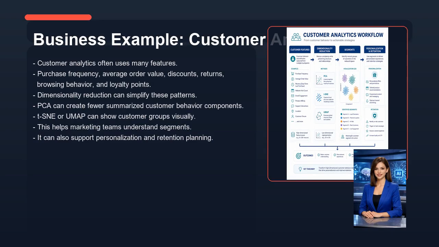Now let's look at business example, customer analytics. Customer analytics often uses many features. Purchase frequency, average order value, discounts, returns, browsing behavior, and loyalty points. Dimensionality reduction can simplify these patterns. PCA can create fewer summarized customer behavior components. t-SNE or UMAP can show customer groups visually. This helps marketing teams understand segments. It can also support personalization and retention planning.